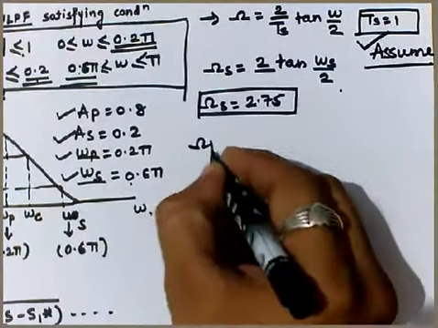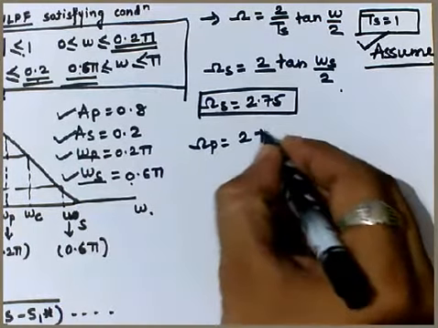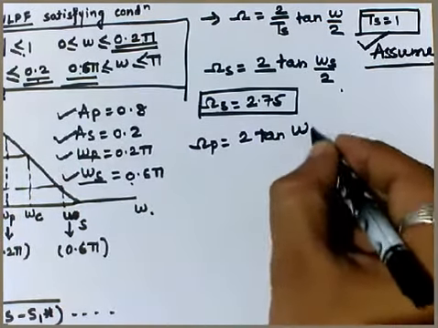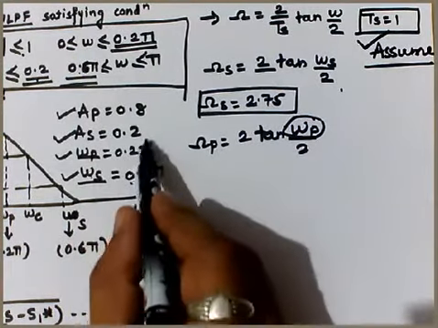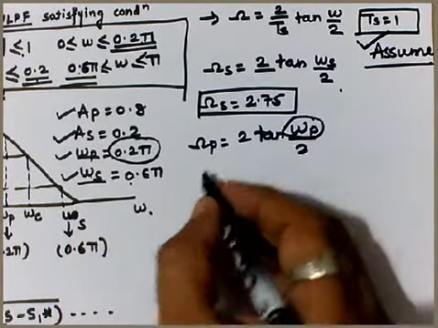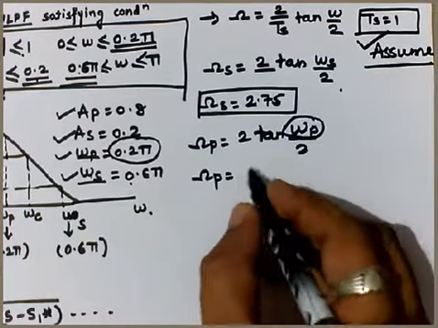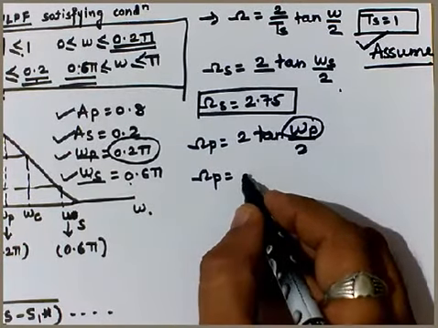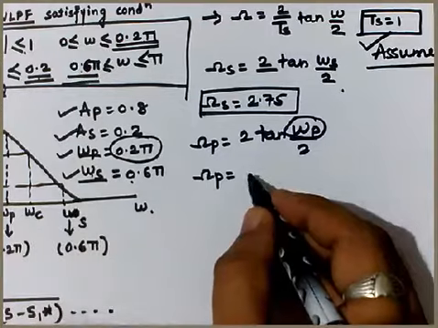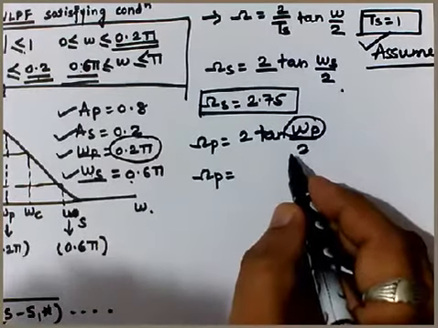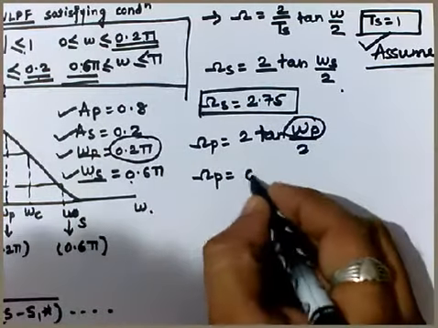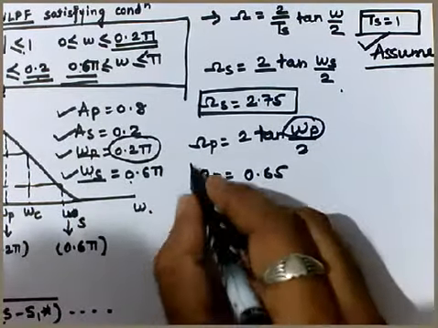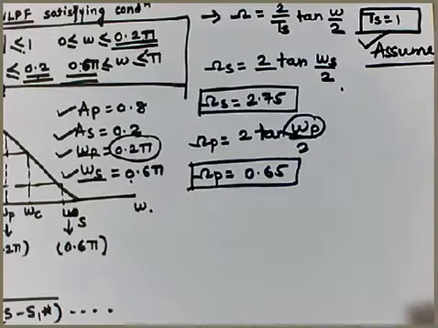Now the next value is to calculate Ωp. It is 2 tan(ωp/2). So what is ωp? It is nothing but the value 0.2π. So from this Ωp can be easily calculated. It is 2 tan(ωp/2), so that is 0.2 by 2 means 0.1π. So it will be nothing but the value 0.65. So this is how Ωp is calculated.